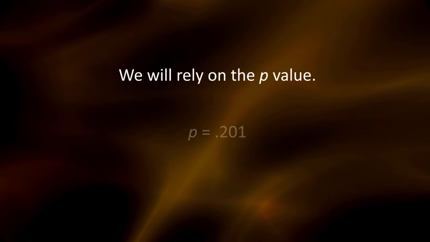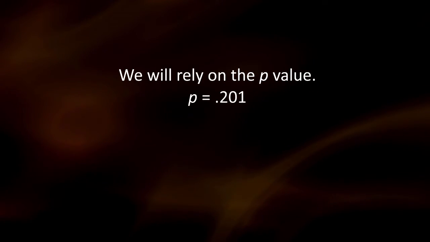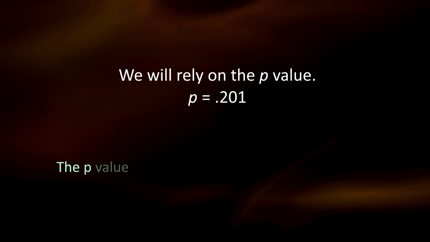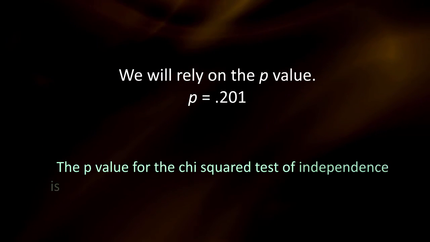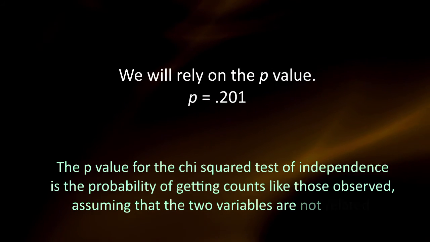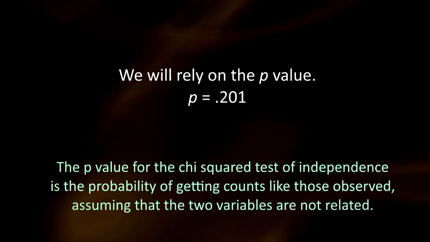Thus, we're going to rely only on the p-value for conclusions. Even though we cannot really use the chi-square statistic, it was important to learn about it since it encompasses the idea behind the test. The p-value for the chi-squared test of independence is the probability of getting counts like those observed, assuming that the two variables are not related, which is what is claimed by the null hypothesis.